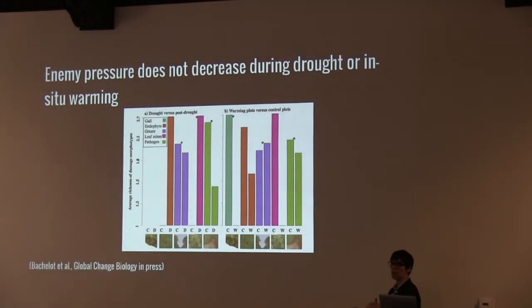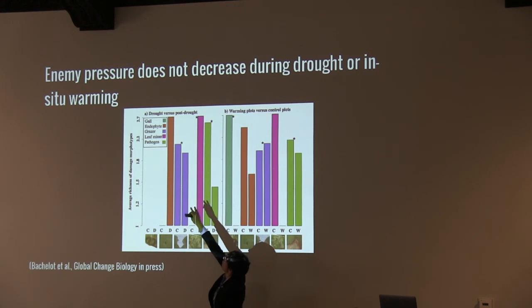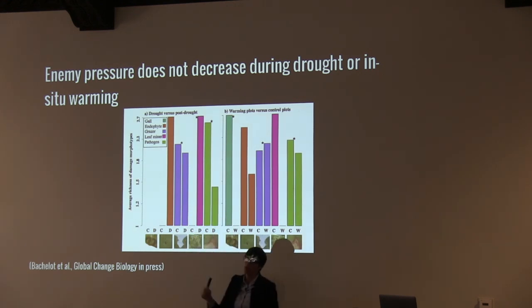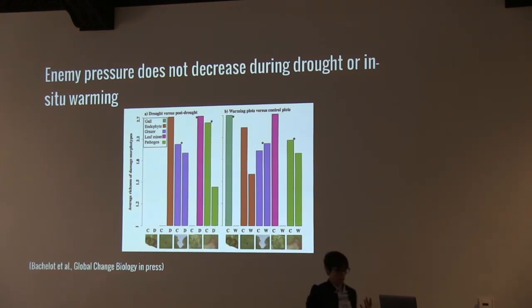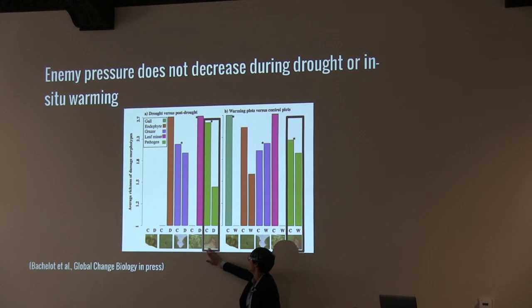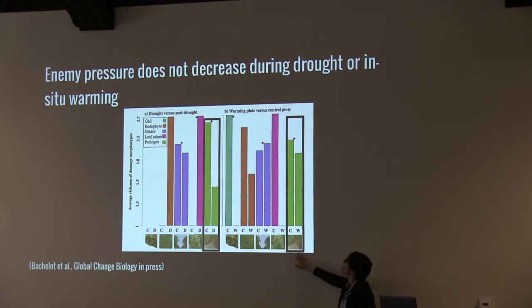So we look more specifically at different types of enemy. You have, for example, the gall makers, the endophytes, the grazer, leaf miner, and pathogen. And there's a lot of things going on here, but the main thing I want you to focus on is that both in the drought comparison and the warming comparison, we have some evidence of a decrease in pathogen populations.